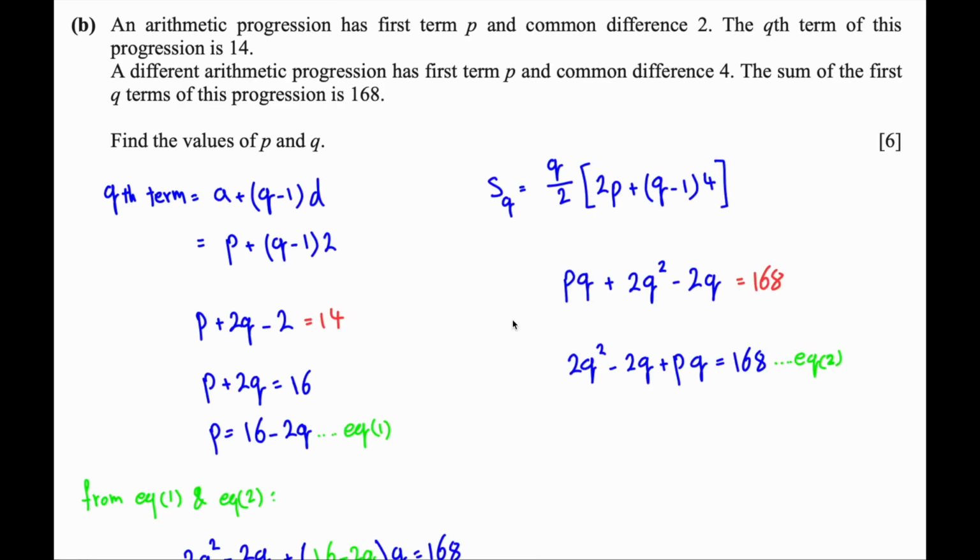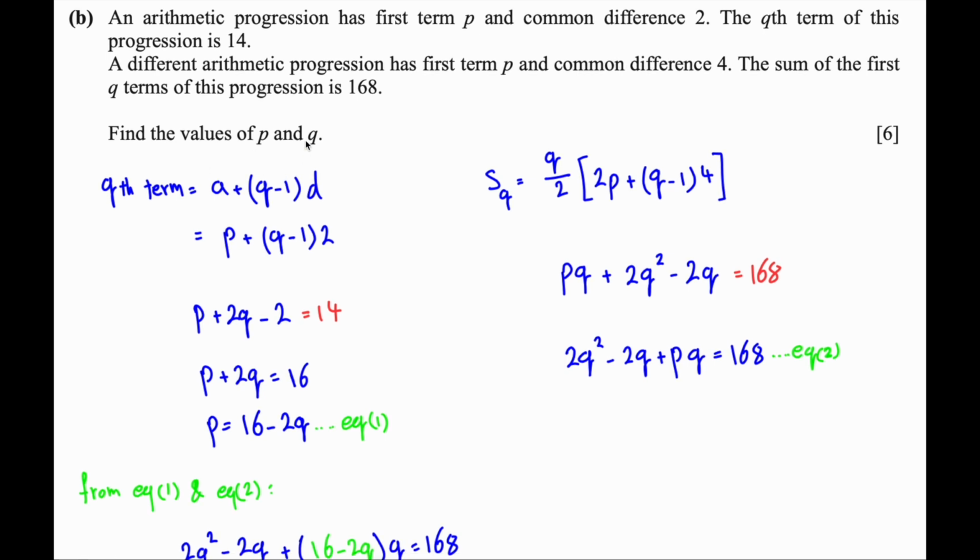In part B, I'm no longer dealing with geometric progression. Here we have an arithmetic progression which has the first term p and common difference 2. The qth term of this progression is 14. A different arithmetic progression has first term p and common difference 4. The sum of the first q terms of this progression is 168. Find the values of p and q.